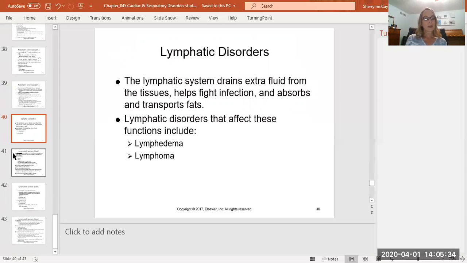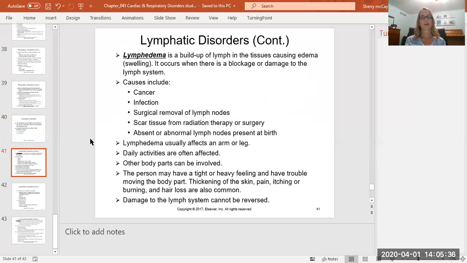So lymphedema, I know a lot about that. Of course, I keep talking about my mom. Poor mom had everything, didn't she?